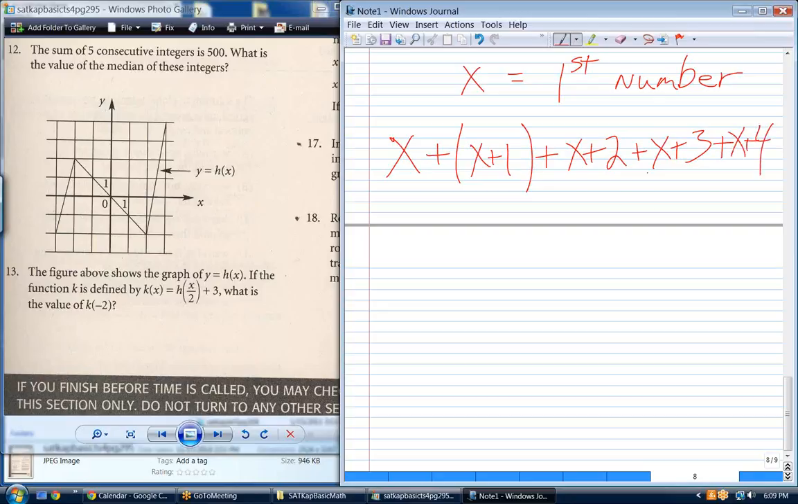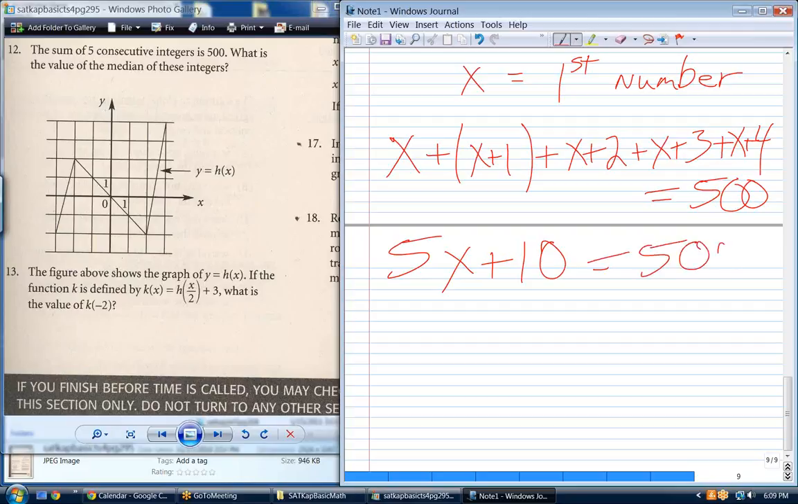Okay. Now, it's probably important we know that that sum's equal to 500. So can we solve for x? Yes. Okay. Speed things up. I'll do it. 5x plus 10 equals 500. Now you pick it up. Tell me what the value of the median of those integers is. Minus 10, 5.